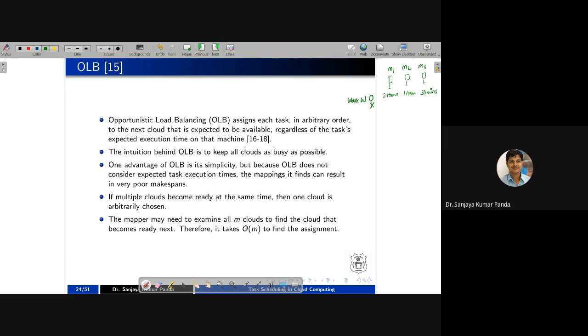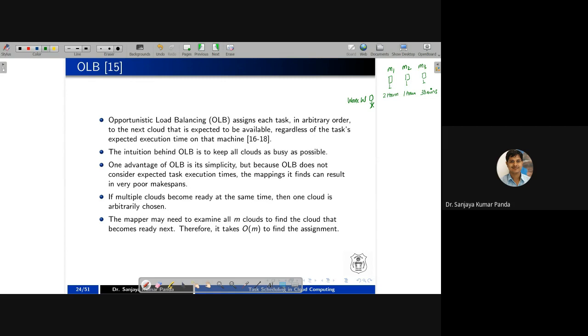So the earliest one that is available here is M3, because if you go for M1 and M2, you have to wait for hours, but in the M3 case you have to wait for minutes. So what we have to do? We have to assign the task to the cloud that is expected to be available. So we expect that M3 becomes available after 30 minutes, so we can assign this work W to machine number 3. But we are not considering the execution time on that machine. How much execution time is it going to take?